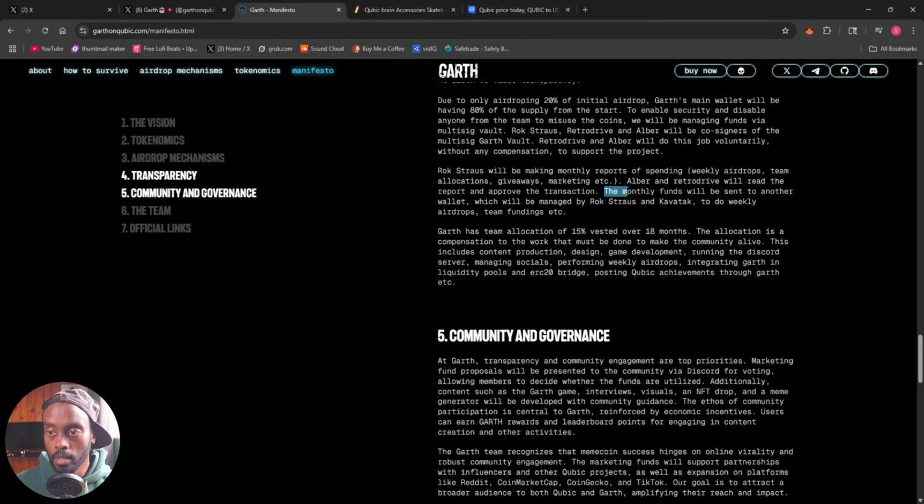They're in it for real. The monthly funds will be sent to another wallet, which will be managed by Rockstrass and Kavatak to do weekly airdrops, team fundings, etc. Garth has a team allocation of 15% vested over 18 months. The allocation is compensation for the work that must be done to keep the community alive. This I vibe with. They deserve that 15%. This is a dope looking project. This includes content production, design, game development, running the Discord server, managing socials, performing weekly airdrops, integrating Garth in liquidity pools and an ERC20 bridge.